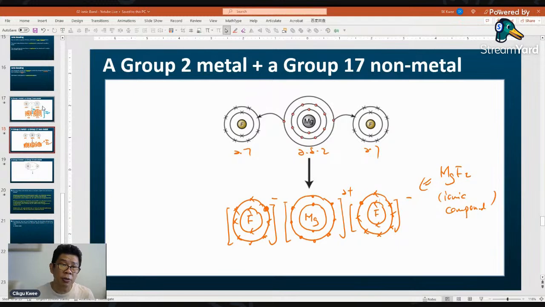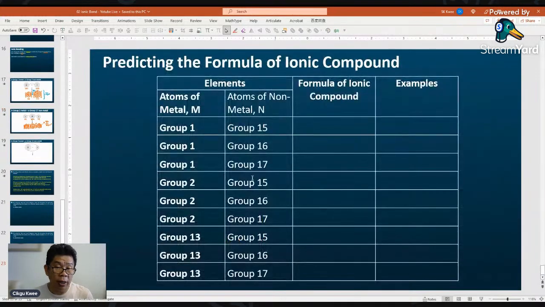Okay, similar to this, very similar to this. This diagram shows the formation of the ionic compound. What I want to cover is predicting the formula of an ionic compound. You should have learned this in the periodic table.